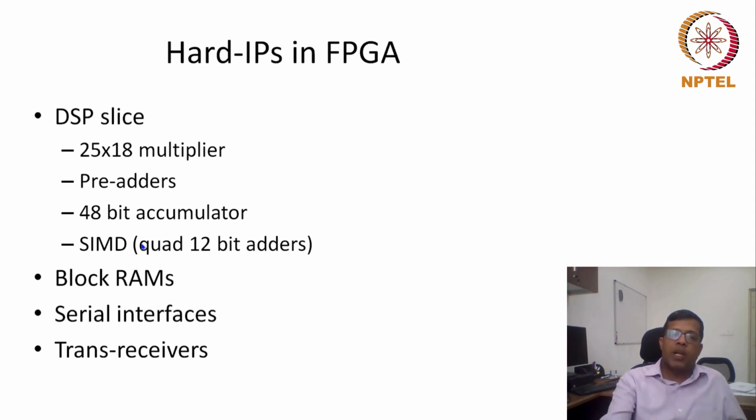Okay, so the same multiplier can also be used as an accumulator, and can also be used as SIMD. For example, this 48-bit accumulator is an adder which could be adding multiple inputs. This 48-bit accumulator can be used as 4 12-bit adders which can be done in parallel.